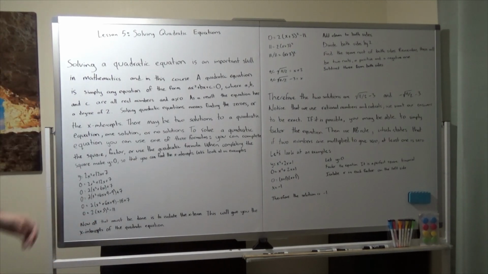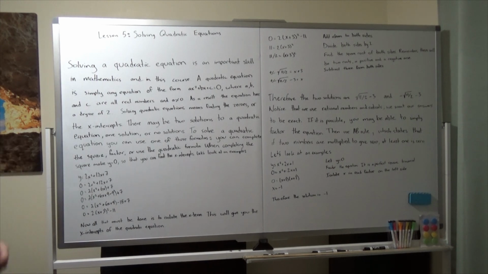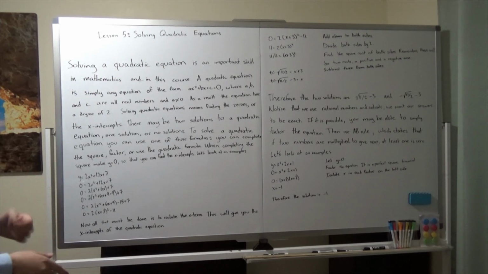Lesson 5. Solving Quadratic Equations. Solving a quadratic equation is an important skill in mathematics and in this course. A quadratic equation is simply an equation of the form ax²+bx+c equals 0, where a, b, and c are all real numbers and a is not equal to 0.